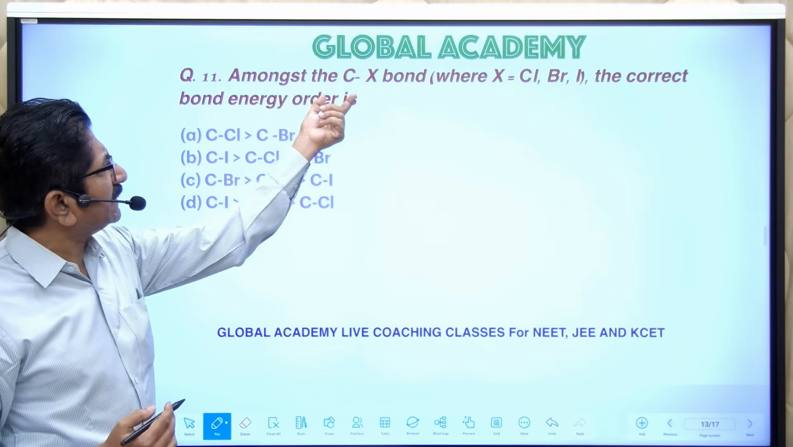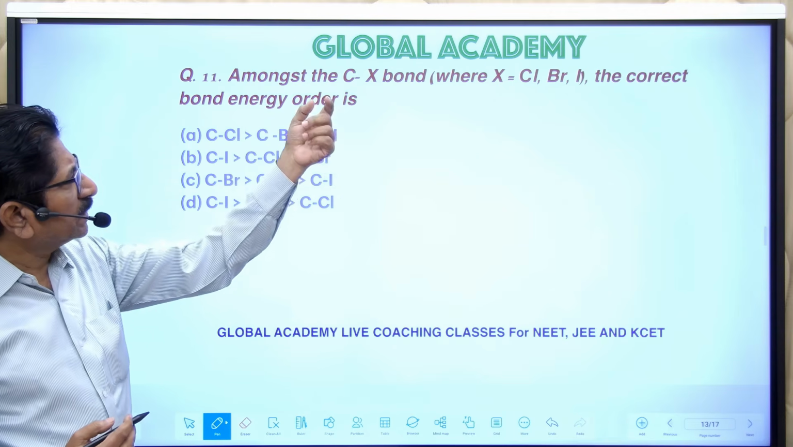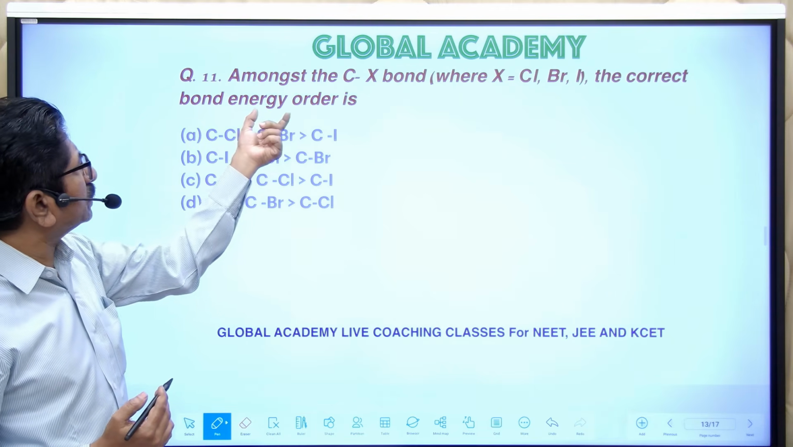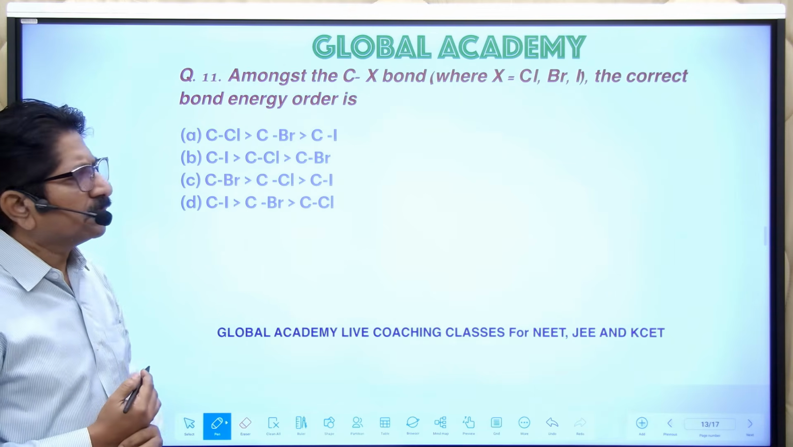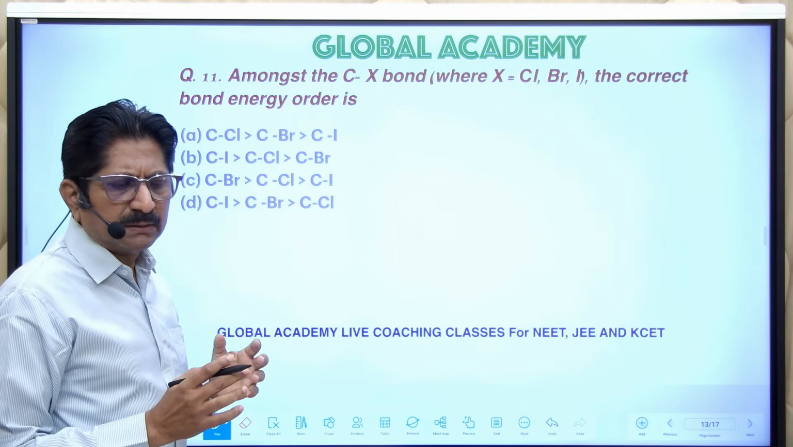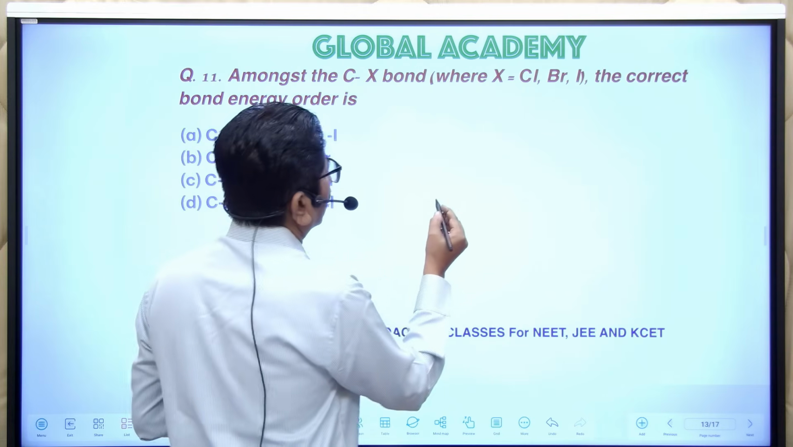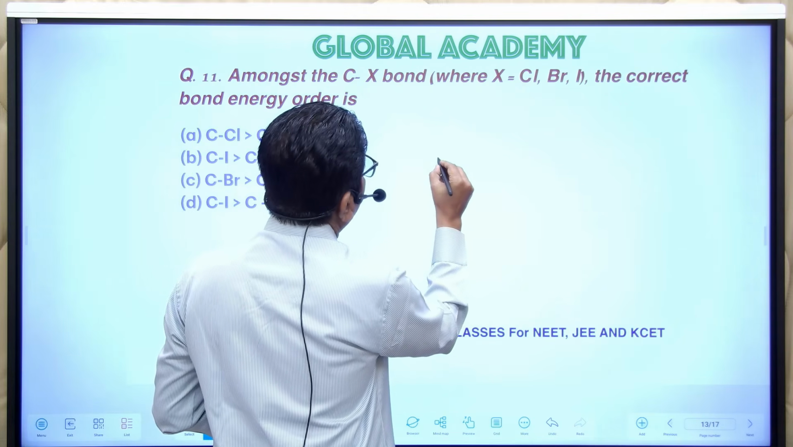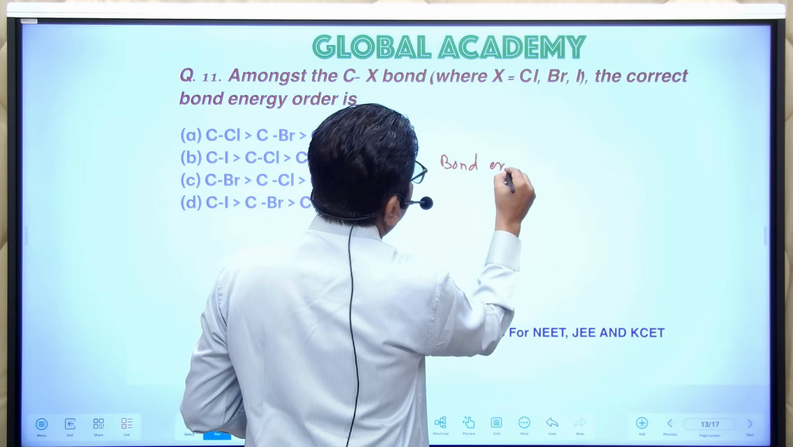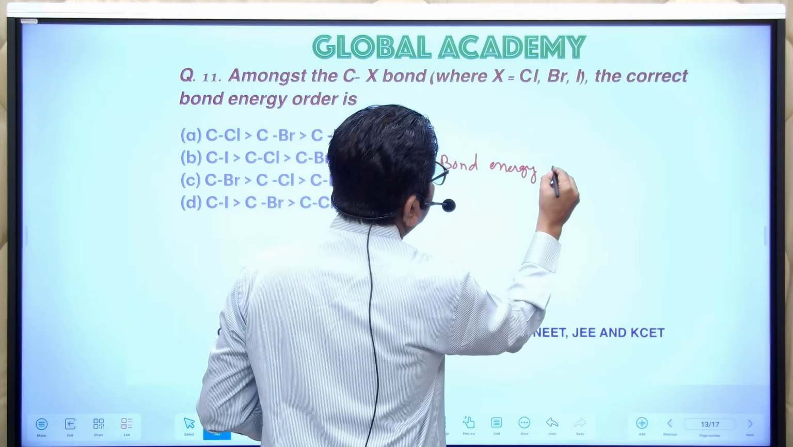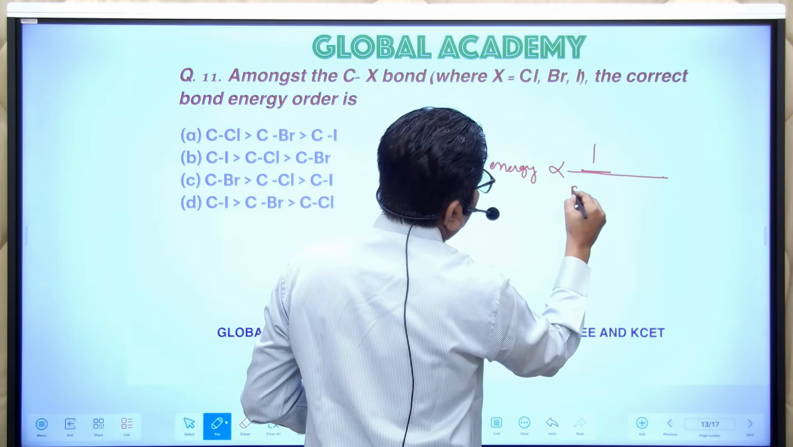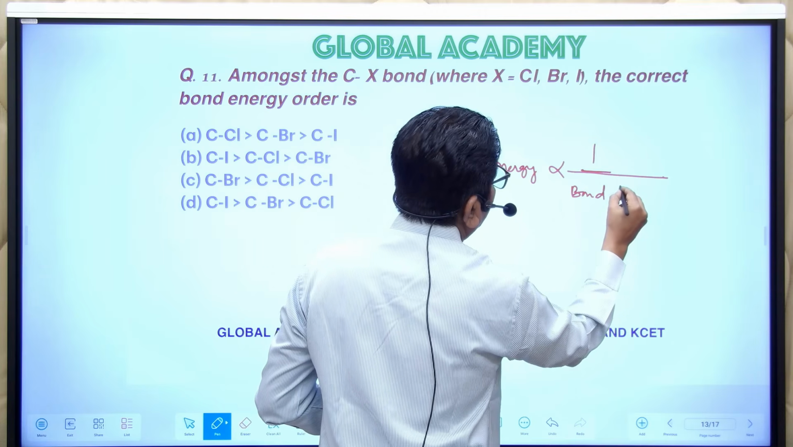Amongst the C-X bonds, where X is chlorine, bromine, iodine, the correct bond energy order is, okay, what is the relation between bond energy and bond length? They are inversely proportional. For example, we can write that bond energy is inversely proportional to bond length.